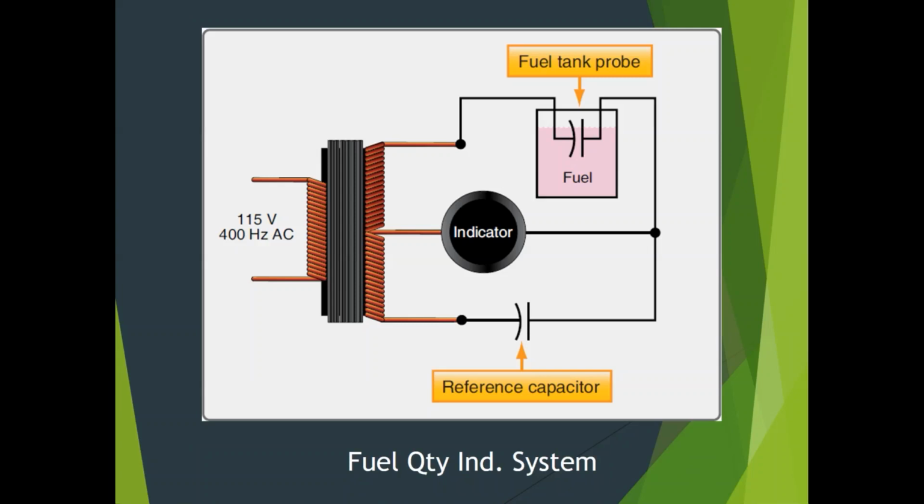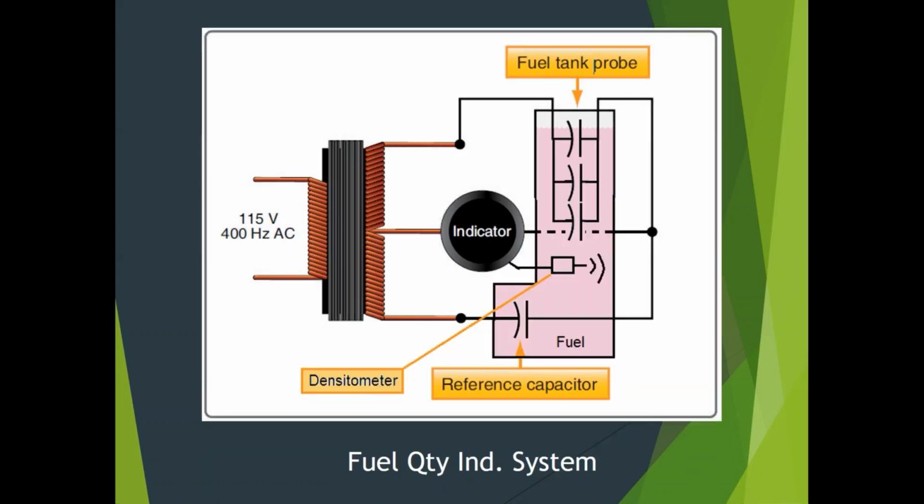Then that indicator or that level would also need the density, and then we can convert it to a weight. Now, this one is a very simplistic version. What you'd probably see is something more like this. This is what the actual aircraft looks like.